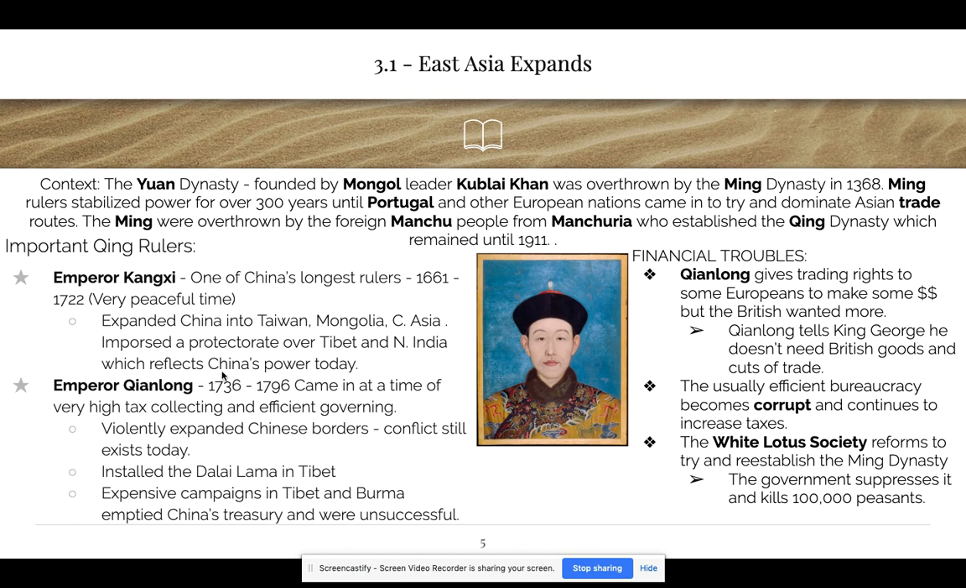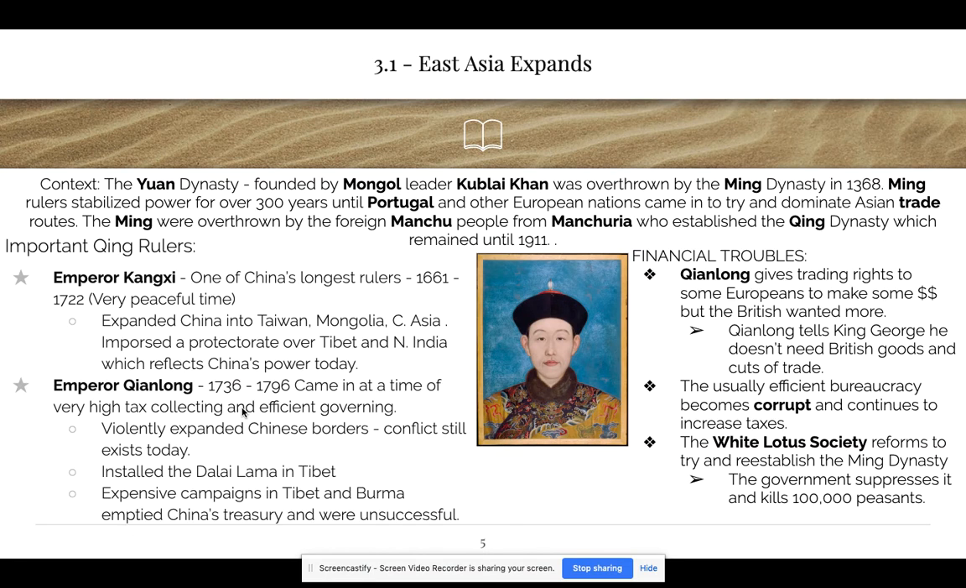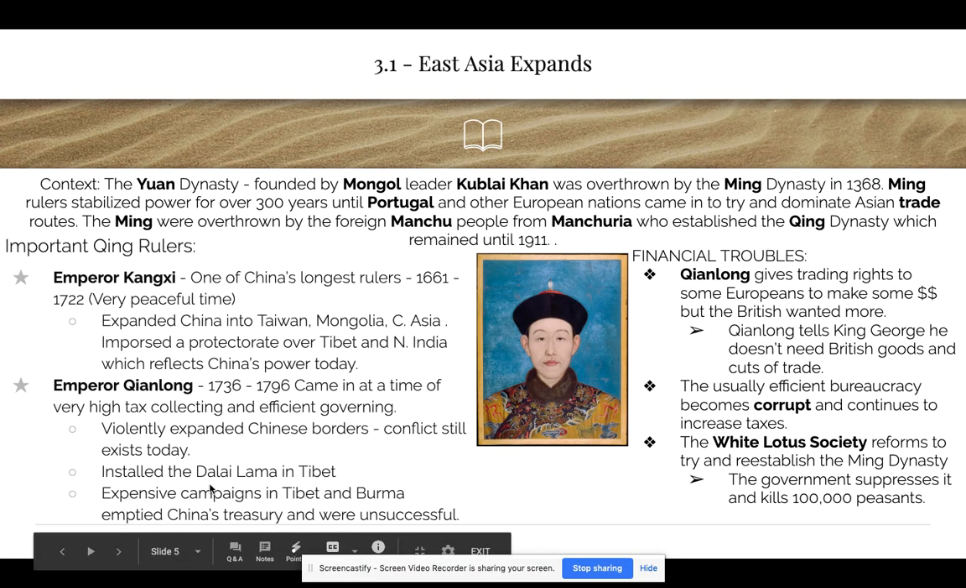Then we have Emperor Qianlong, who came into power at a time when the Chinese bureaucracy was very efficient, as it had been, tracing back all the way to Song China. Some of that bureaucracy fell out during the Mongol time period, but they really bring it back. He very violently expanded Chinese borders. There are some ethnic conflicts that still exist in that region today that trace all the way back to this time. He put the Dalai Lama in Tibet and spent a lot of money trying to move into Tibet and Burma, which really emptied China's treasury. Overall, these expansions were incredibly successful.